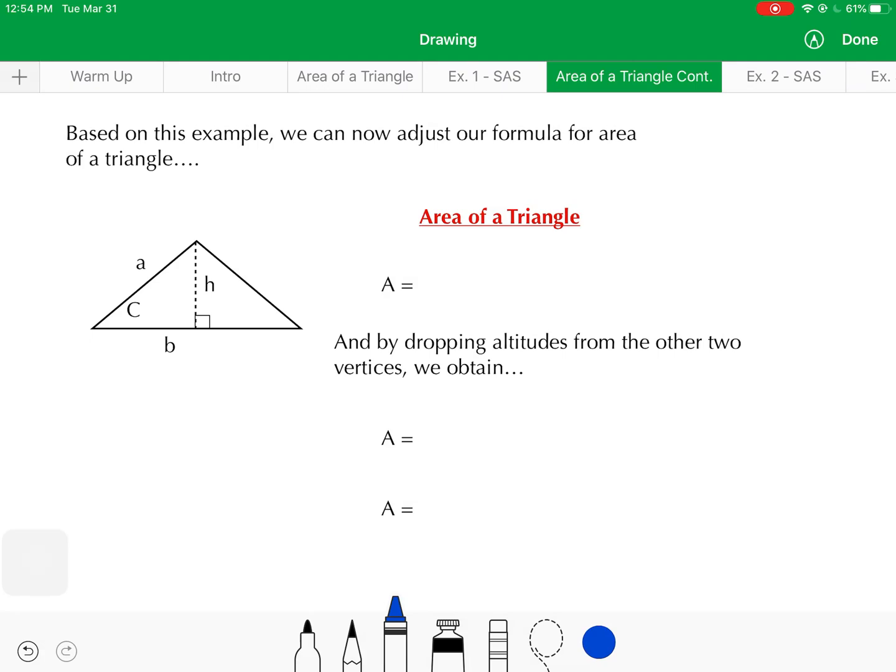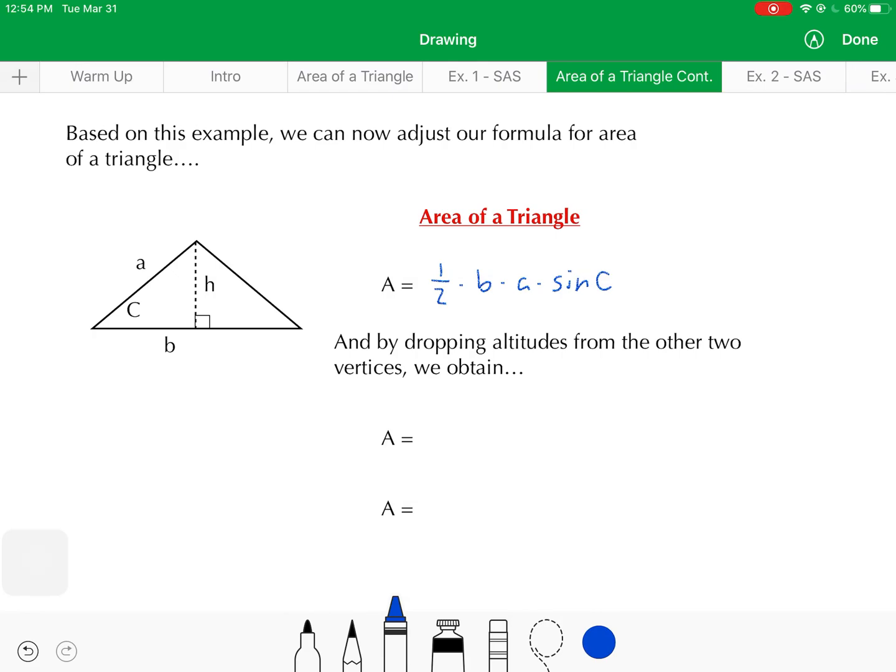Notice in this picture, I'm given side lengths A and B and their included angle C. So based on what we just saw, the area of this triangle can now be thought of as 1/2 times the base, which in this case is B, times the height, which would be A multiplied by the sine of angle C.